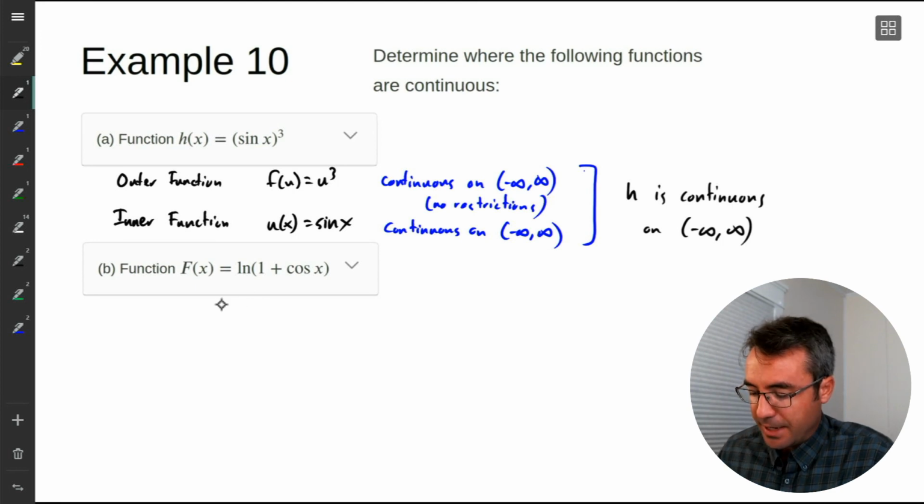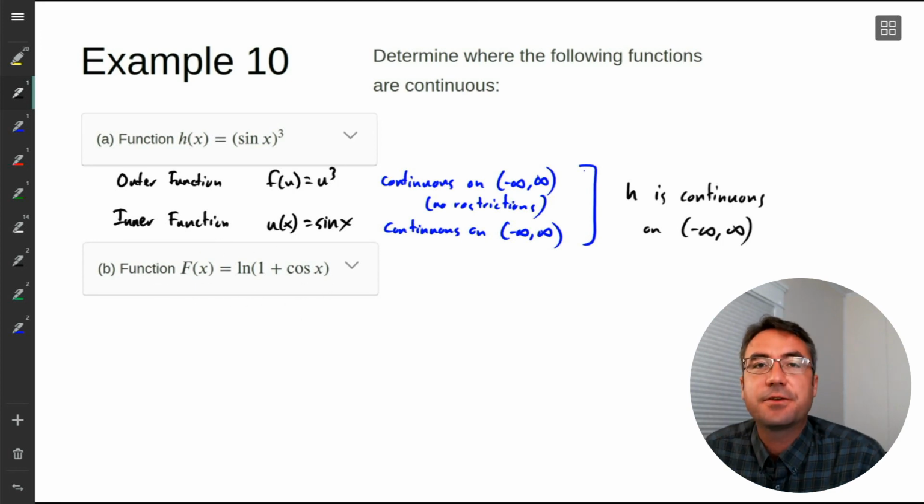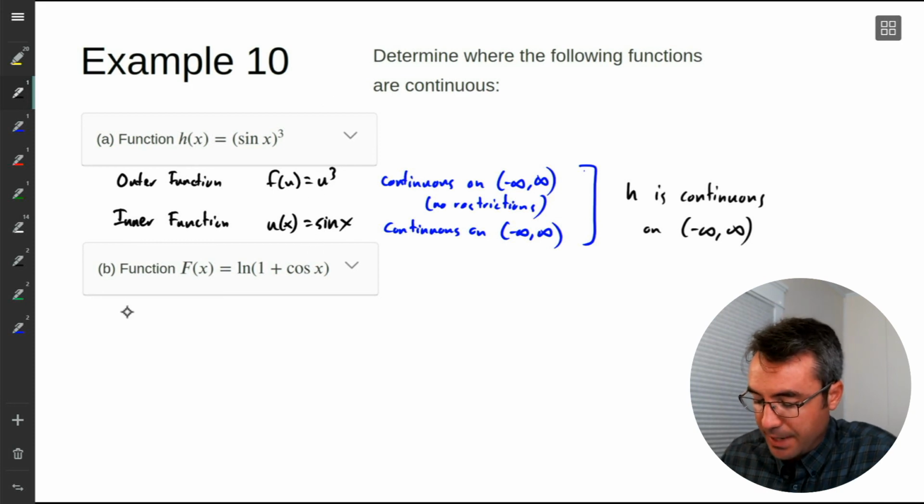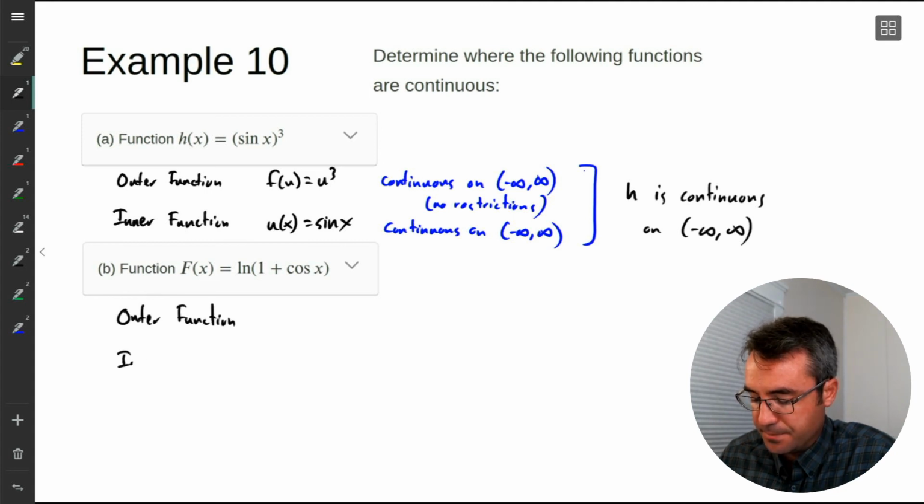All right, let's look at part B here. Let's look at this other function, capital F of x. It's the natural log of 1 plus cosine x. And we want to try to break this function apart into an outer function and an inner function. And then we're going to look at each of those pieces and see where they're continuous.